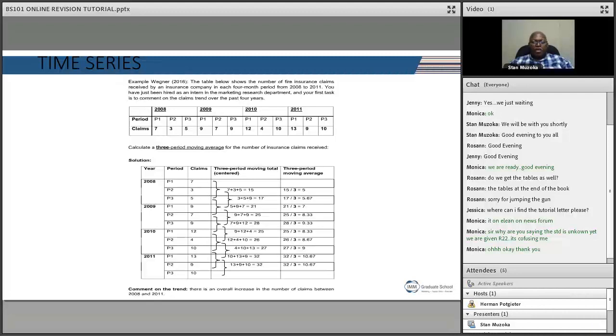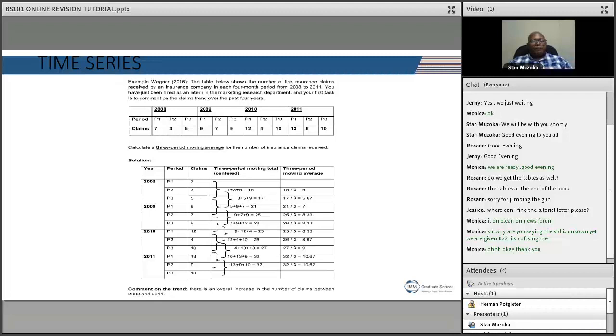The question will be, describe the trend. We do see that the trend increases and then it drops slightly and it continues to increase. So generally, there is an increasing trend. Therefore, you can see that claims will increase in this company. That is the trend calculated.